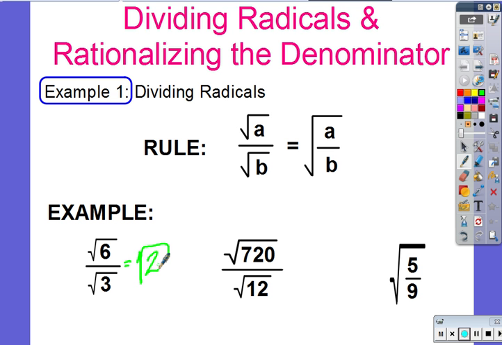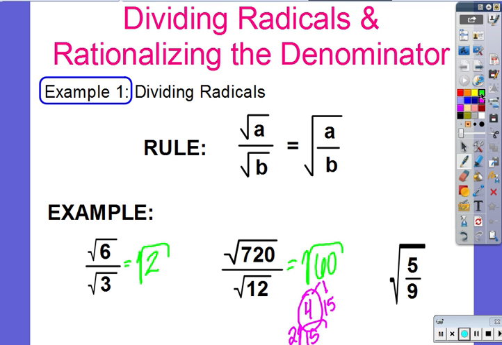Same thing here. Somebody divide 720 divided by 12 and see what you get. 60. So since they're both underneath the radical, this breaks down into the square root of 60, but is there a perfect square inside of 60? Look at your table. 4 times. Yep, 4 times 15. So this simplifies to 2 times the square root of 15.